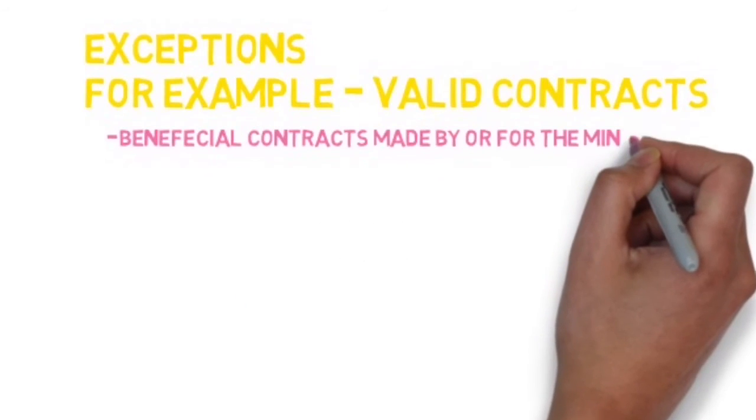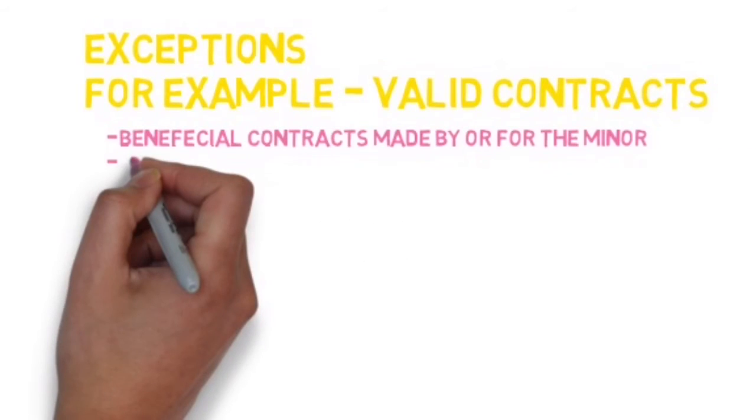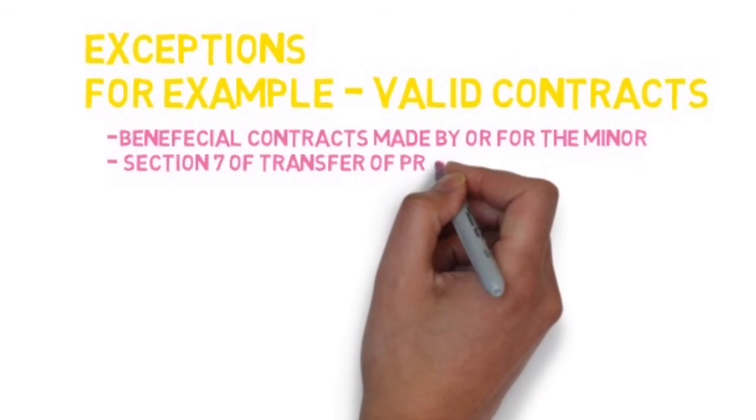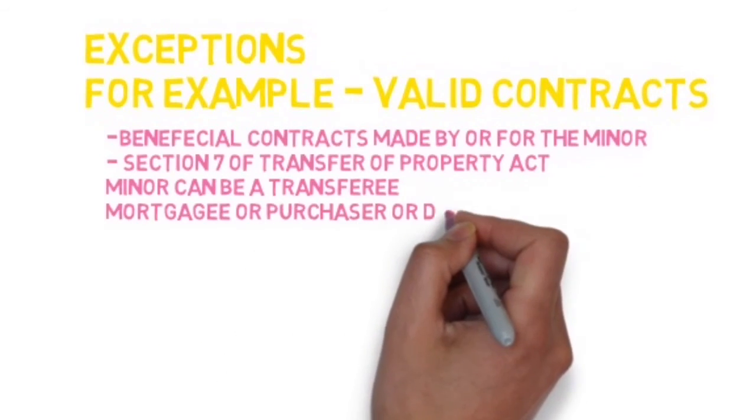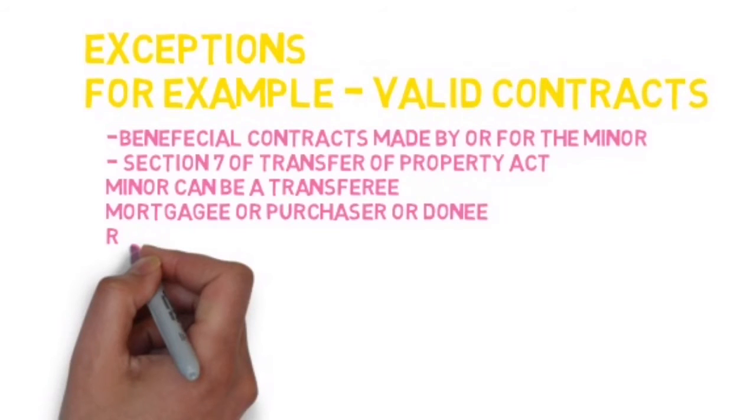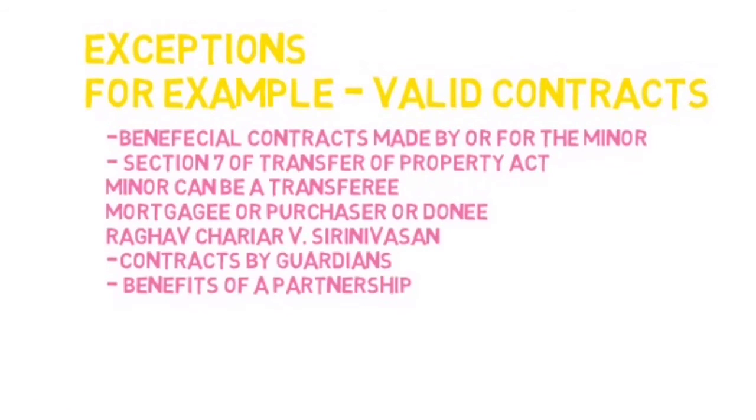Firstly, beneficial contracts made by or for the minor can be enforced in minor's interest. Also, as per Section 7 of the Transfer of Property Act, a minor, though cannot be a transferor, can be a transferee, which means that he can be a mortgagee or a purchaser of a property, or he can be a donee of a property. And all these contracts can be enforced. And this has been held in the case of Raghava Chariar versus Srinivasa.